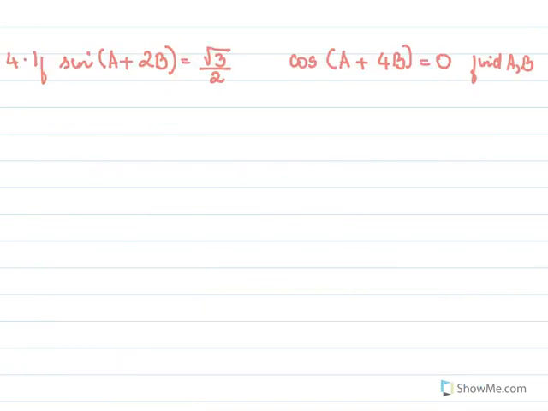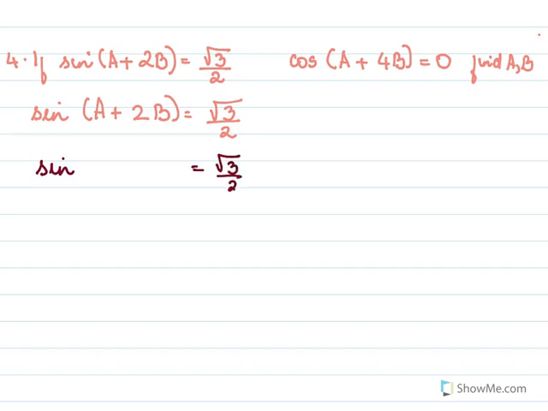If sine of a plus 2b equal to root 3 by 2 and cos of a plus 4b equal to 0, find a and b. So this is sine a plus 2b equal to root 3 by 2. If you go to the table and find out sine of which angle is root 3 by 2, you'll find there that sine of 60 is root 3 by 2. So when we compare both these equations, we can say a plus 2b equal to 60, equation 1.